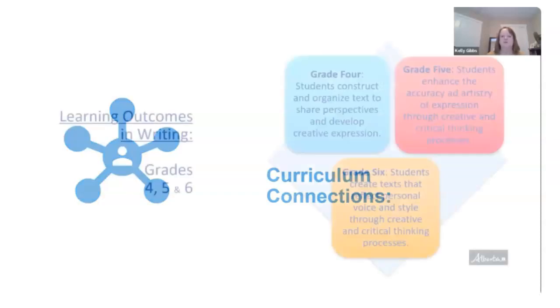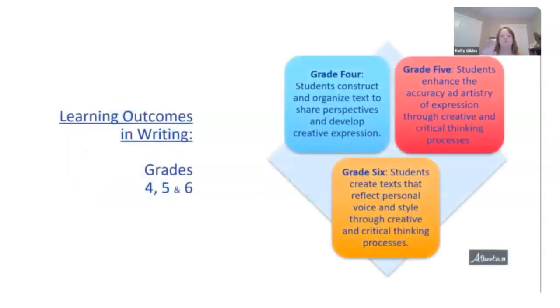So the curriculum connections. Here are the learning outcomes for grades 4, 5, and 6. I showed them all to you. And as grade 5s, the focus is students enhance the accuracy and artistry of expression through creative and critical thinking processes. Wow, okay, that's writing as a learning outcome. So then we go back and we look at what are they doing in grade 4? What will they be doing in grade 6? What are you reviewing and what are you extending?